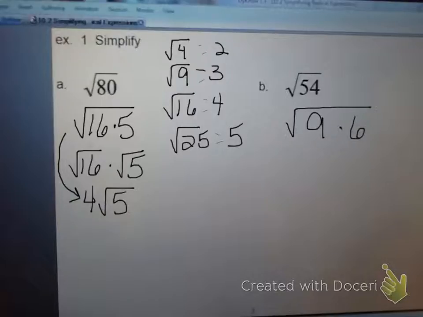Now, how do you know you're done and you can't go any further? Because the two factors of 6 are 2 and 3, and 2 is prime and 3 is prime. So you know you can't break it down any further. Square root of 9 is 3, so it comes out of the radical. We cannot take the square root of 6, so it stays inside the radical.